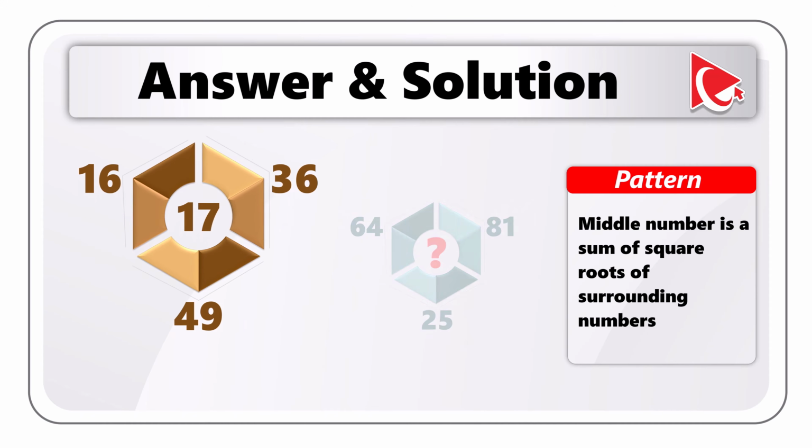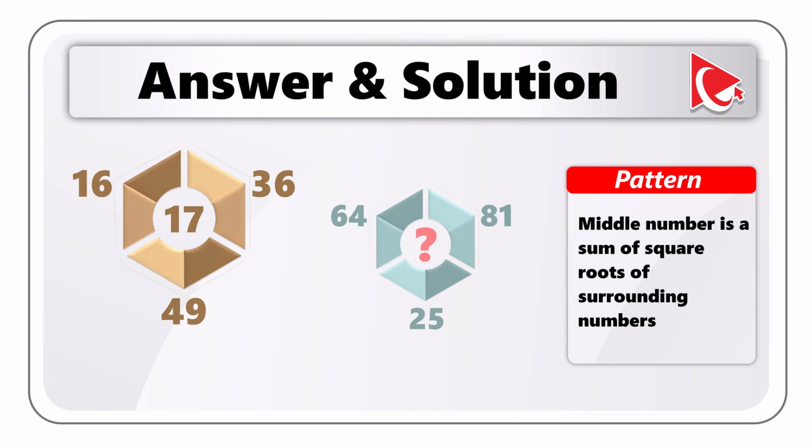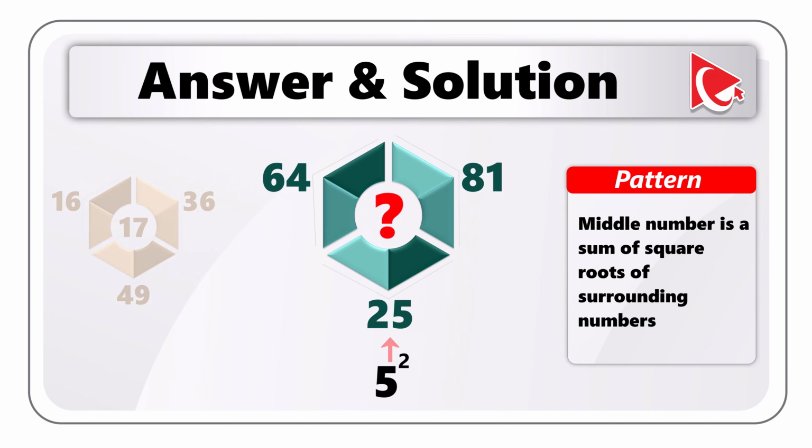Let's look at the example. For shape 1, 4 squared equals 16. 6 squared equals 36. 7 squared equals 49. Then the middle number is calculated as the sum of 4 plus 6 plus 7, which would be equal to 17, and that's the middle number. Knowing this, let's calculate the missing number. 5 squared equals 25. 8 squared equals 64. 9 squared equals 81. So the missing number would be calculated as 5 plus 8 plus 9 equals 22. So the correct answer here is choice C, 22.